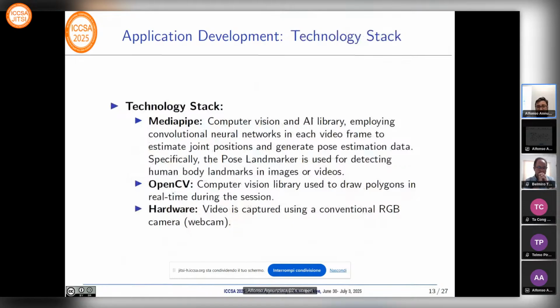The technology stack that we use in our application: we use MediaPipe, a computer vision and AI library from Google, to employ convolutional neural networks for body tracking. We also use OpenCV, a computer vision library, to draw polygons. So you combine the body tracking of MediaPipe with OpenCV to draw some polygons. I'm going to show you the application and why we mix them. In hardware, you use a conventional RGB camera.